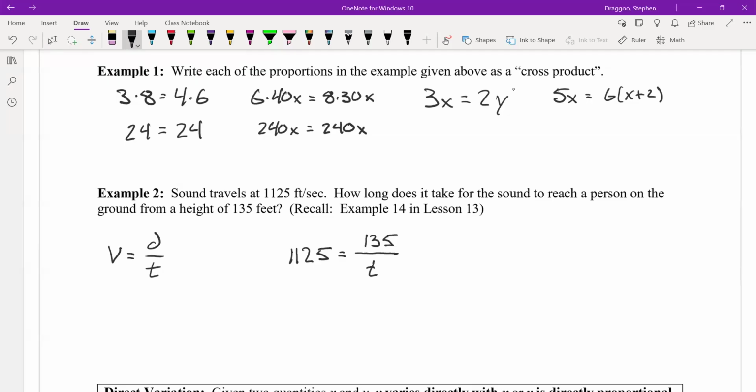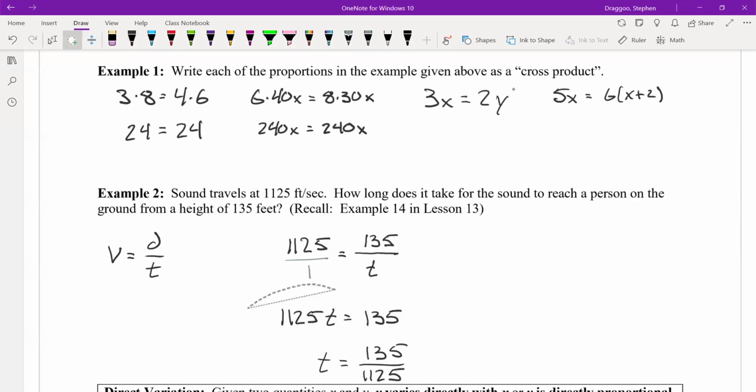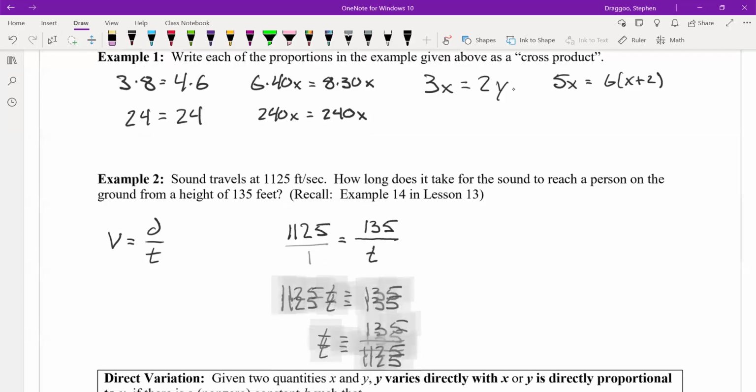So 1,125 feet per second should be equal to feet over seconds. And then I can, in turn, cross multiply that. Because don't forget, 1,125 is really just 1,125 over 1. So I can cross multiply to get 1,125 T is equal to 135 times 1. So the time it takes is 135 over 1,125. Slide that up just a little bit.